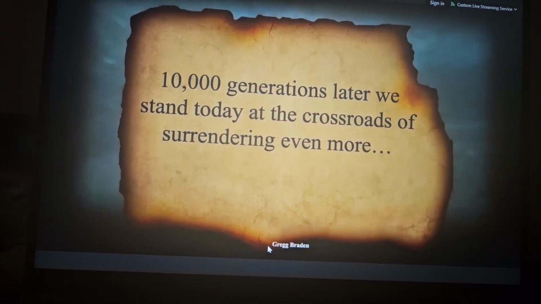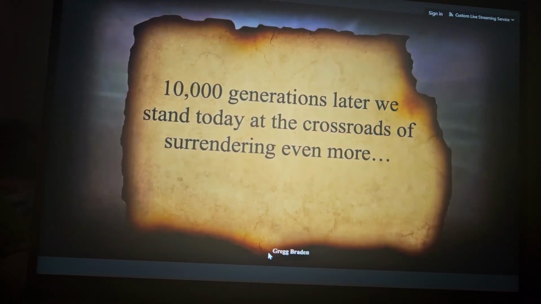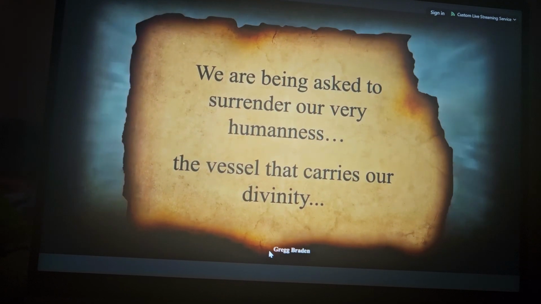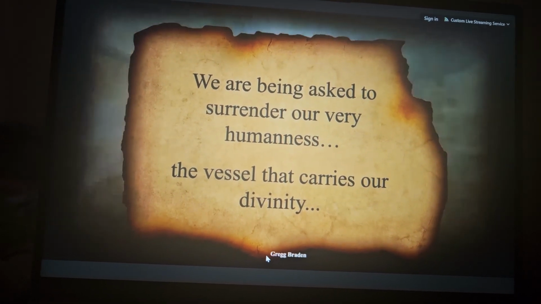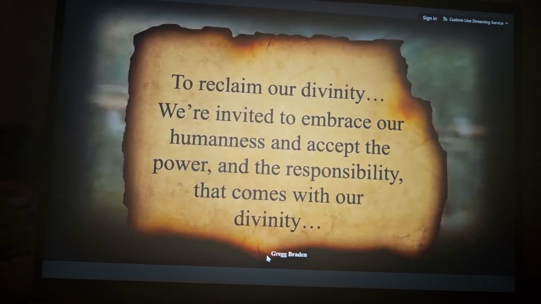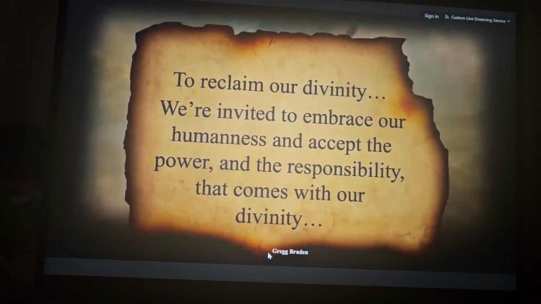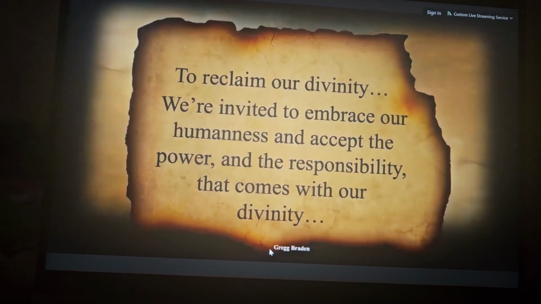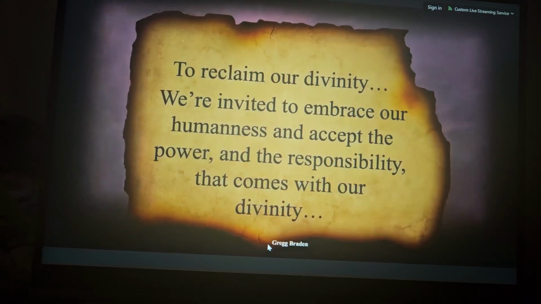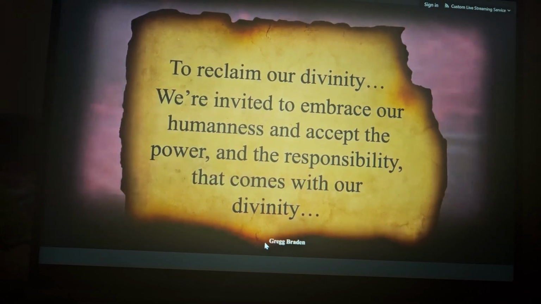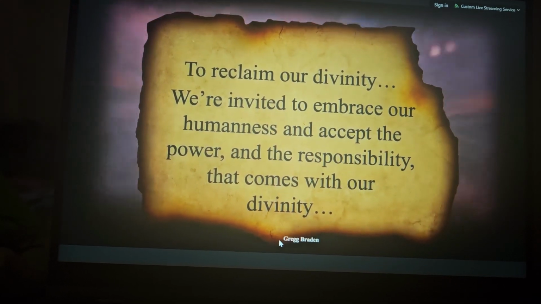Once again, we're being asked to surrender our divinity to technology, of surrendering our bodies, our very humanness, the vessel that carries our divinity. We are the generation that will choose whether or not we are the last generation of pure humans that this world will ever know. The last generation to access our divinity in the way that we were given so long ago.